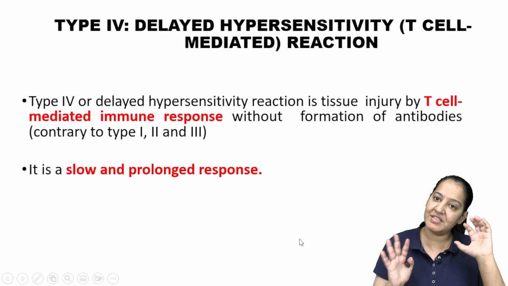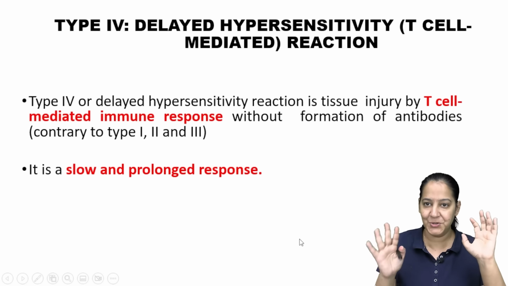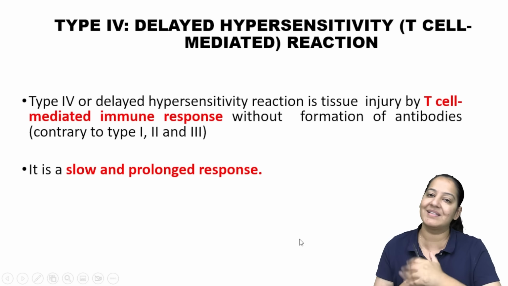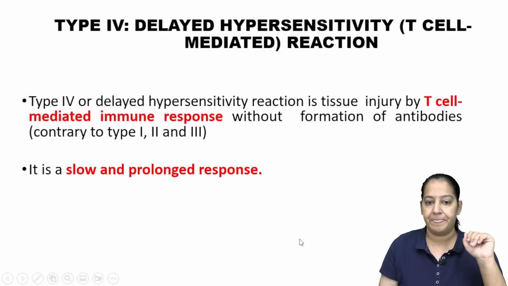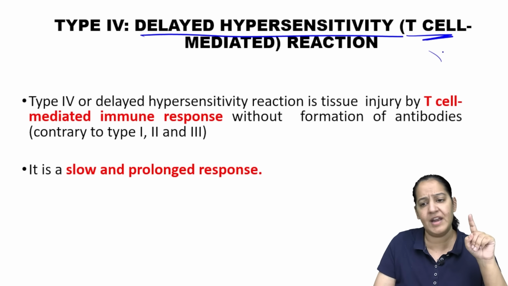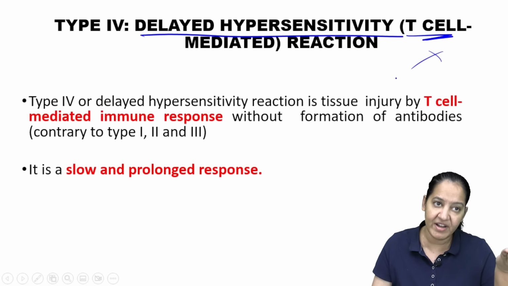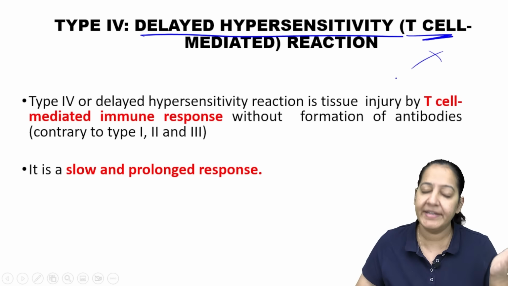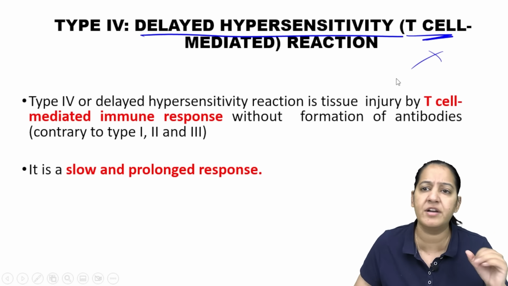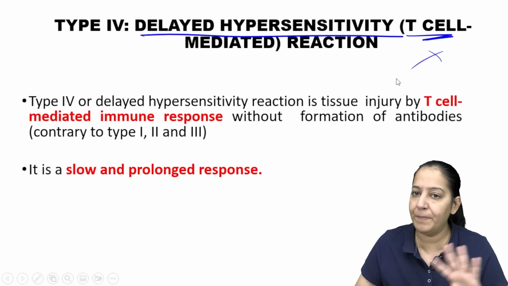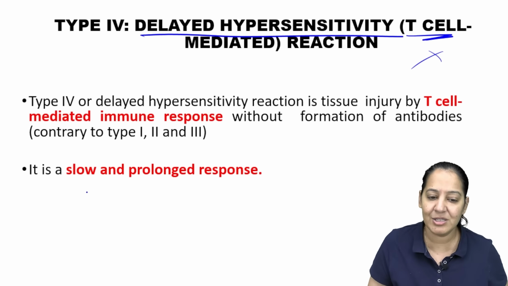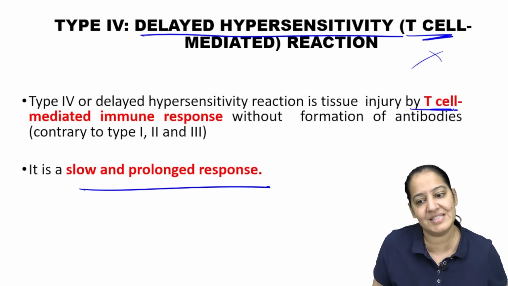Coming to the last one, type 4. We will compare all 4 again, don't worry. Let me first explain, then I will again compare all 4 pathogenesis as well as examples. In type 4, it is known as delayed hypersensitivity. It is T cell mediated. Here antibodies are not formed. In type 1, IgE antibodies are formed. In type 2 and type 3, IgG and IgM are formed because B cells are stimulated in all of them. But in type 4, there is no B cell stimulation, directly T cell stimulation. So this one is slow, prolonged and delayed, and it is T cell mediated.